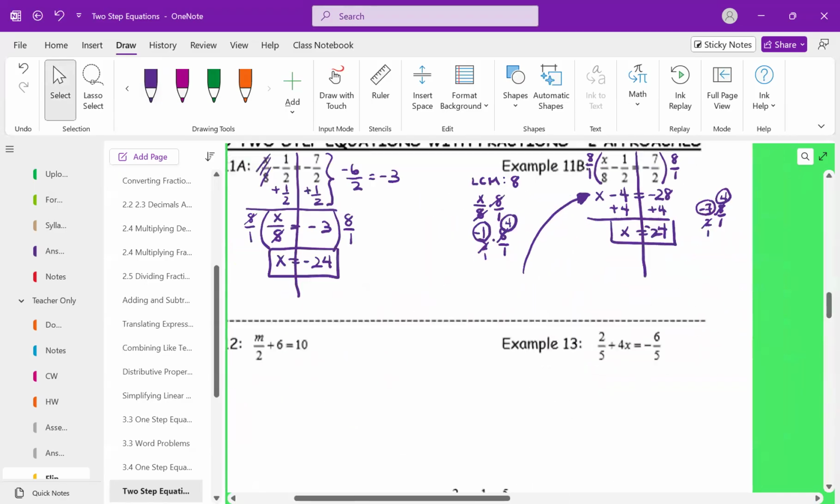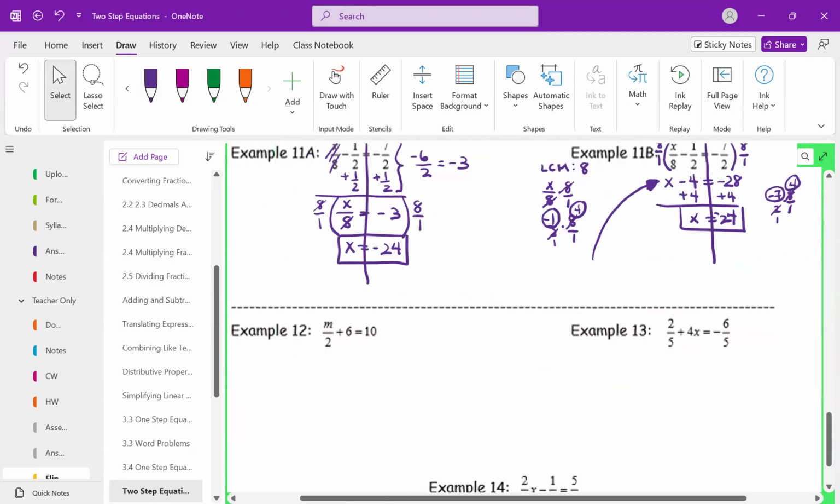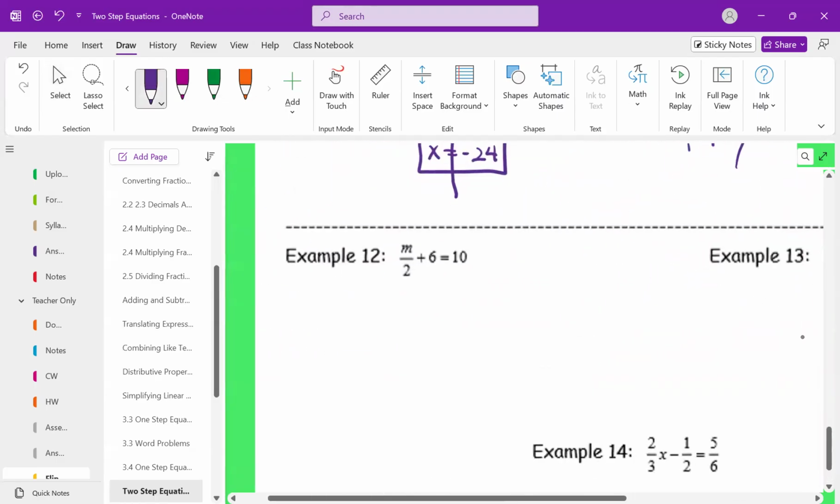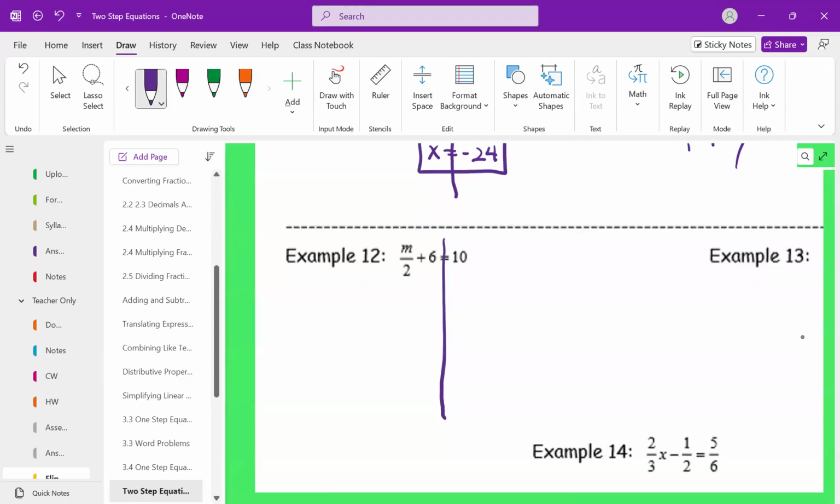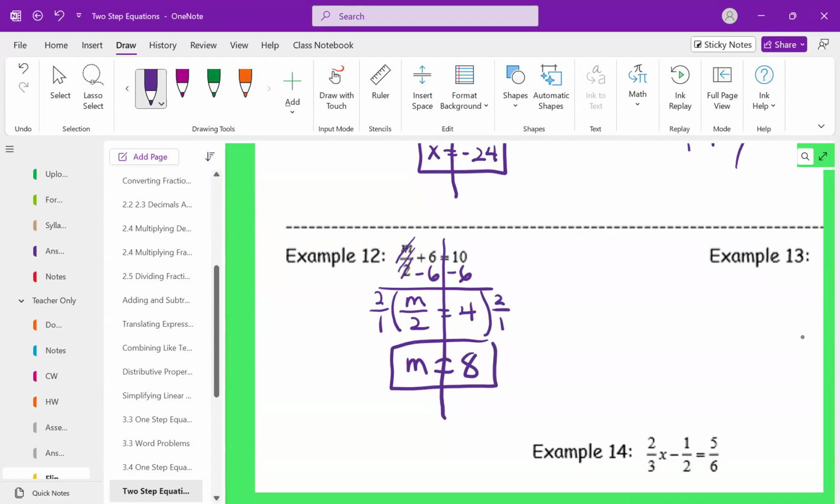Let's try that a couple more times just to see what you like. So take a look at example 12. Would you choose to use inverse operations or eliminate the fractions first? Since there's only one fraction, I would probably just go with using inverse operations. Cover up the variable term, subtract the constant. M divided by 2 equals 4. It's division, so we're going to use the inverse, which is to multiply. And so we have m equals 8. If there's only one fraction, straight inverse operations is probably your best bet.